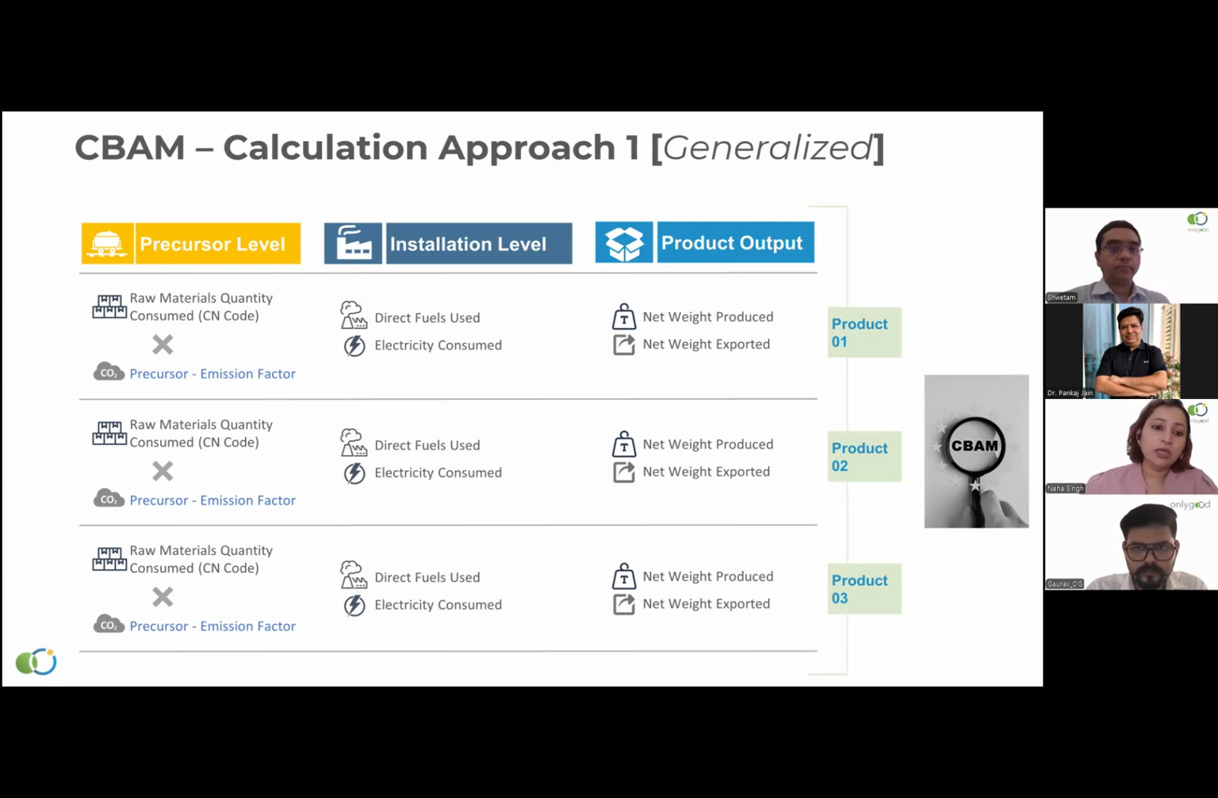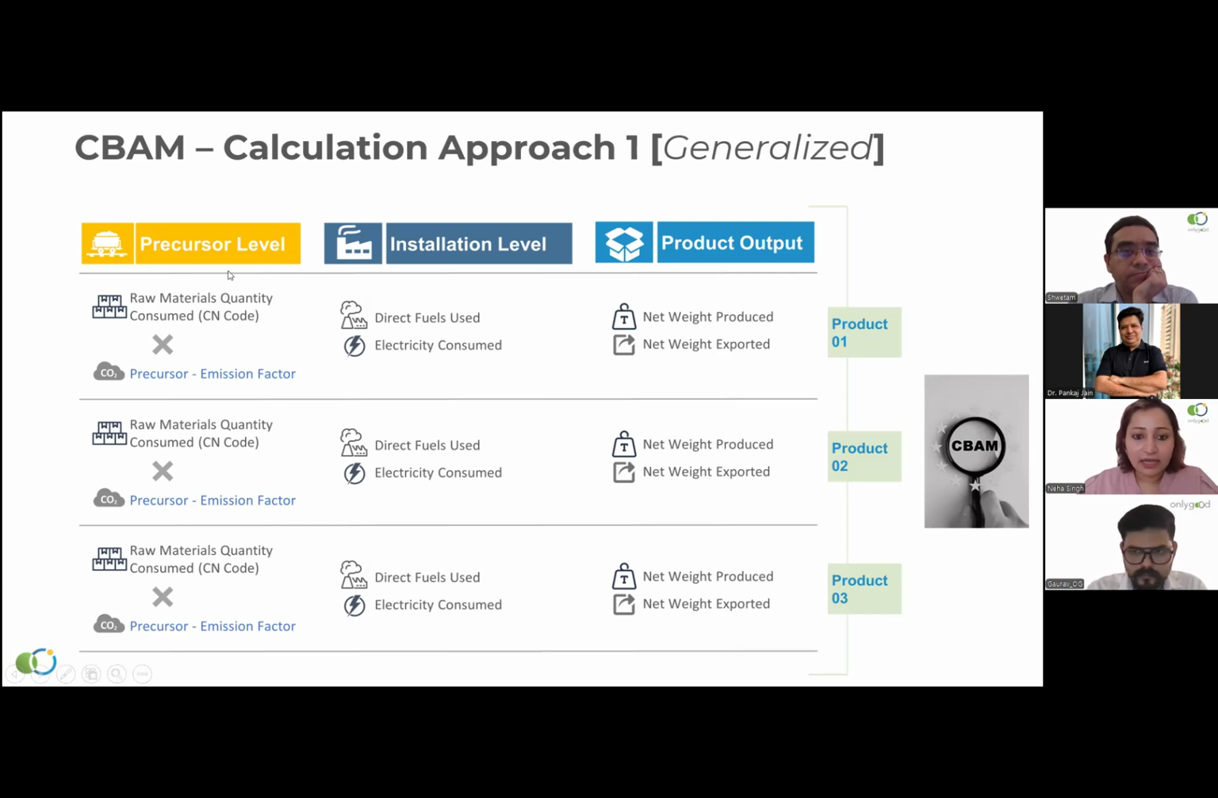I want to show you, as of today, what we need. Like I mentioned, we need precursor level, which is supplier level emissions. How we currently do it is we just take what raw materials are going into this particular product. So for product 1, what all raw materials are going in, and what's its CN code, or HSN code as it's also called. For that specific code, I get a specific precursor emission factor. So it could be, say, 2.39. And I just multiply this emission factor by the raw material quantity that I'm using. I get direct and indirect emissions.